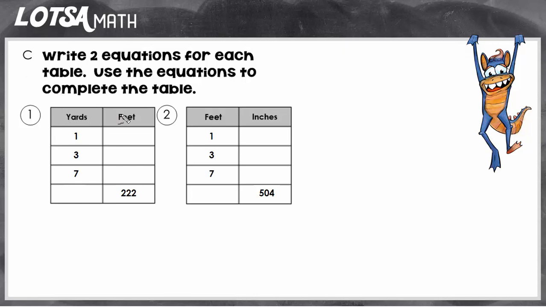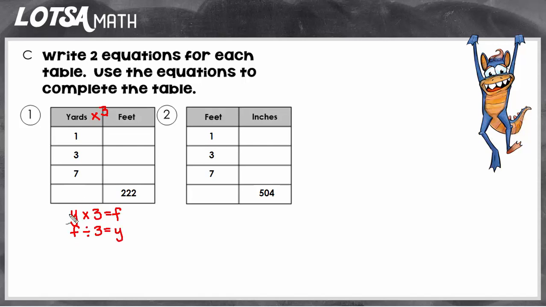So since a yard is bigger than a foot, horse to fly, multiply. And what do you multiply by? Well, the number in 1. So there are 3 feet in a yard, so I need to multiply by 3. So my rule is times 3. So my equations would be yards times 3 equals feet, or I could write the opposite, feet divided by 3 equals yards.